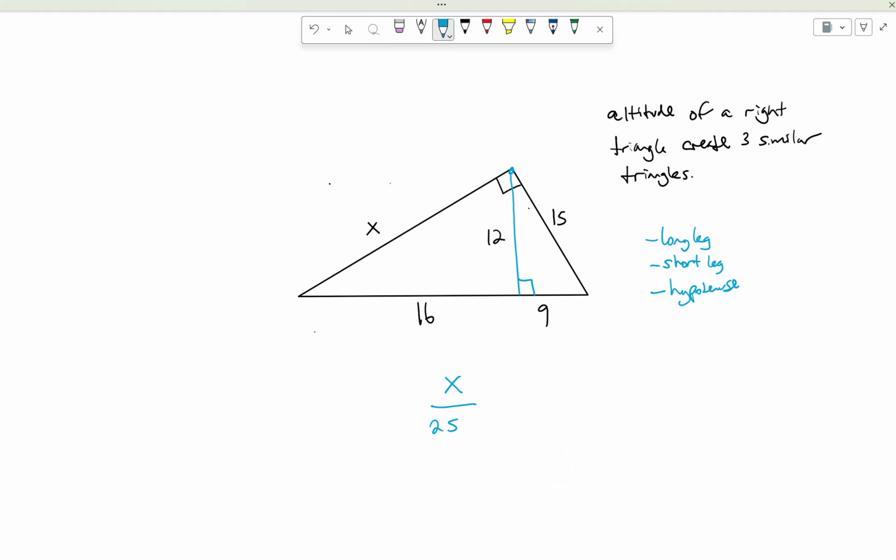Now, where do I get the 25? It's the 16 plus 9, right? So I'm working with this outer triangle. And then I'm going to relate that to, let's take this small triangle, right? I have the hypotenuse, right? It was x over here. But now for the small triangle, it's 15.